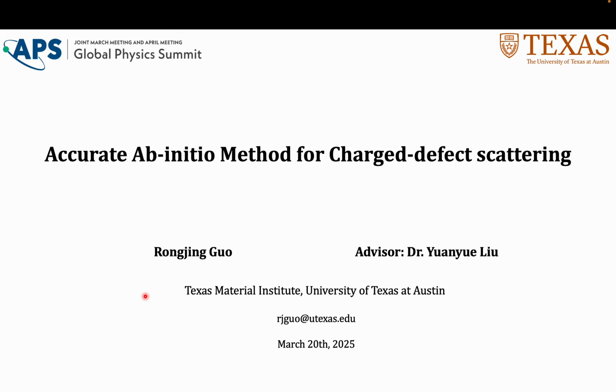So my name is Rongjing Guo from Dr. Yuanyue Liu's group at UT Austin. Today my topic is the accurate ab initio method for charged defect scattering. Today's content will include the background, method, applications, and perspective. So let's begin from the background.